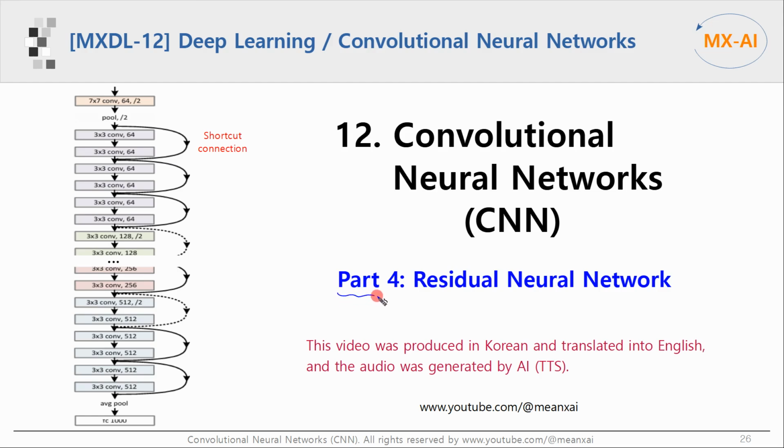This is part 4 of a series on CNN. In this video, we will look at the residual neural network. This video was produced in Korean and translated into English. My voice is generated by AI, text-to-speech.